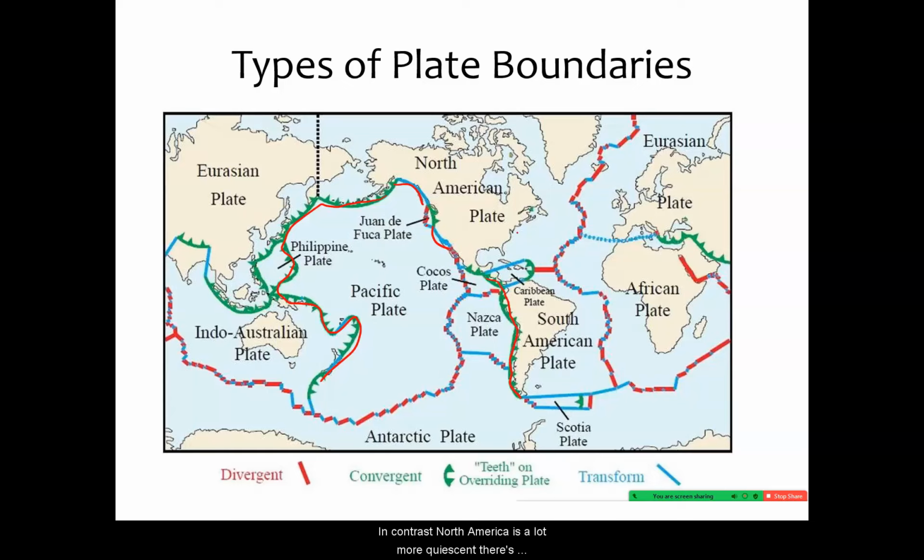And in contrast, North America is a lot more quiescent. There's really just a lot of divergent plate motion along the center, separating North America and Eurasia as these move apart. So we get some volcanism, which contributes to Iceland, and some undersea volcanism. But for the most part, there's not a lot of seismic danger, at least from the plate boundaries in the center of the Atlantic Ocean.